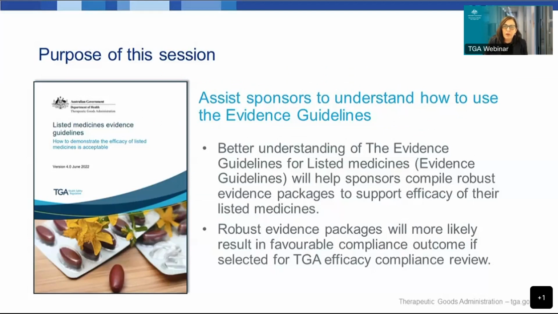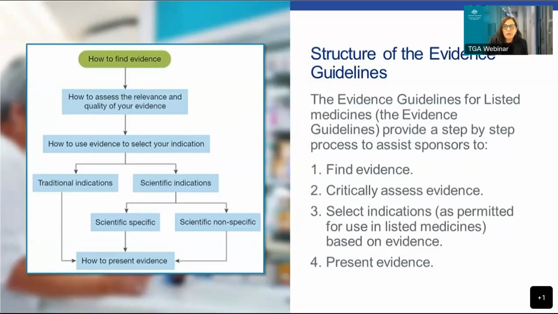I'd like to point out that although the evidence guidelines are not mandatory requirements, they do show sponsors the things that a TGA delegate considers when conducting a compliance review. Sponsors may choose to generate their own scientific evidence for their medicine, that is, conduct a clinical trial on their unique formulation, or they may choose to rely on existing published literature. Most commonly, evidence packages for listed medicines are based on published literature. Therefore, the evidence guidelines are primarily focused on evidence packages that are based on published literature.